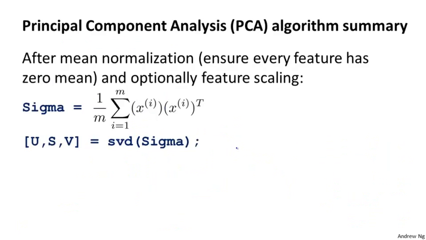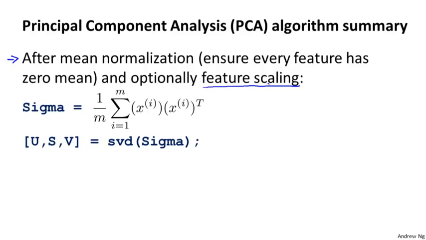So to summarize, here's the PCA algorithm on one slide. After mean normalization, which ensures every feature has zero mean, and optionally feature scaling, which you really should do if your features take on very different ranges of values, we compute the covariance matrix sigma, like so.